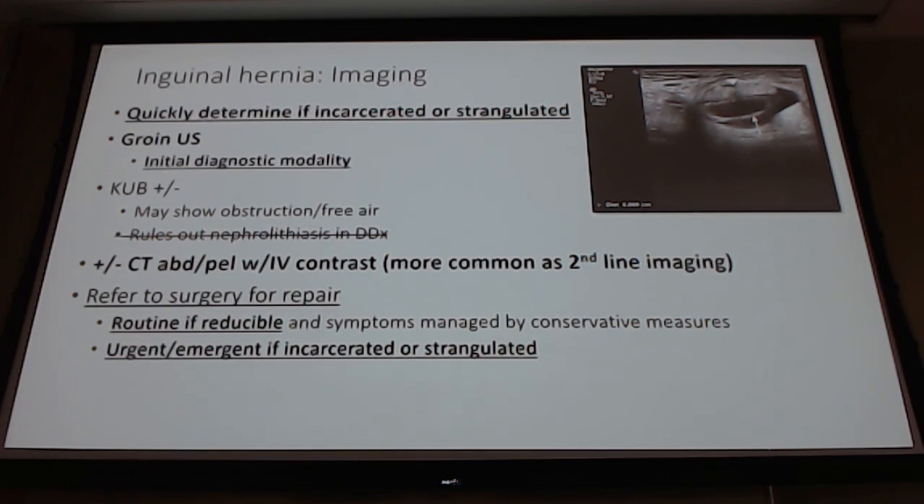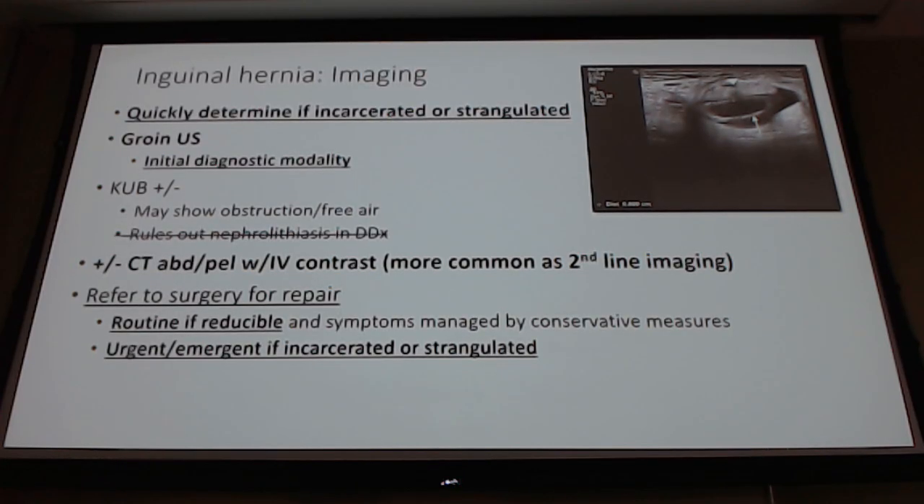Alright. So, when do you refer to surgery? Routine if it's reducible. If we can support those symptoms either with a brace, like an abdominal binder, or if it's more like a groin binder, there's special underwear that really puts pressure on those areas to try to keep it reduced. So that's a routine. If you feel a hernia, they should go to surgery.